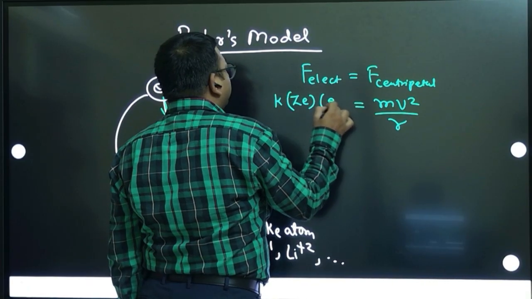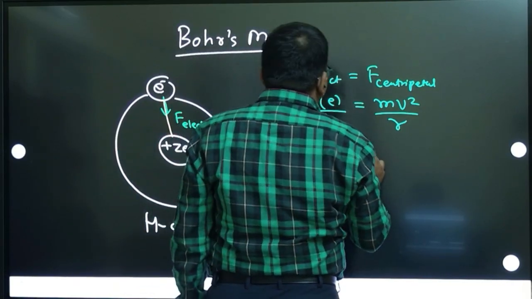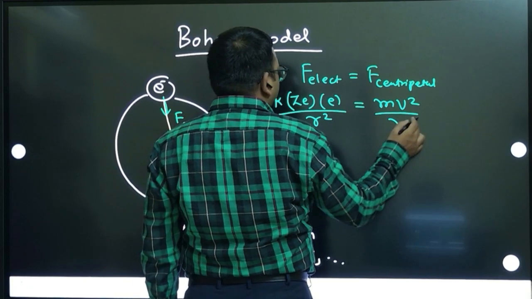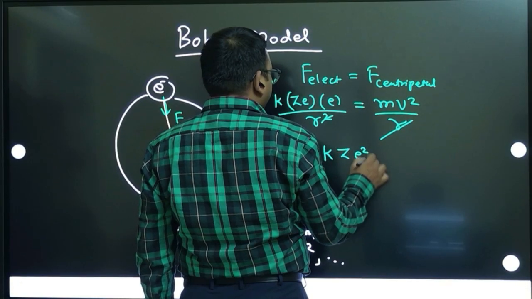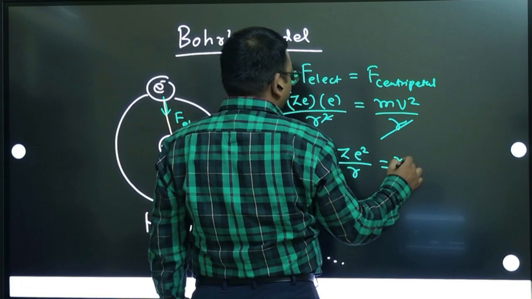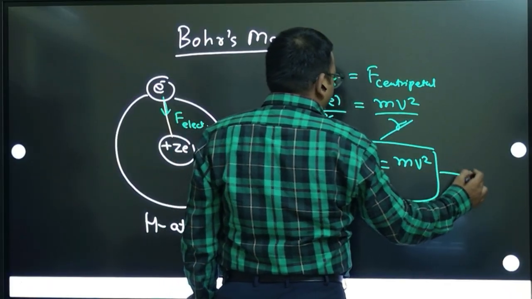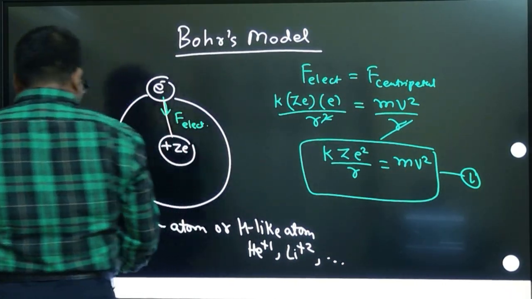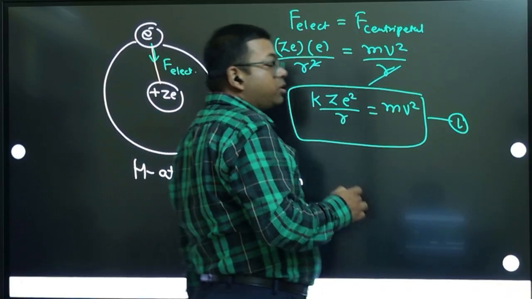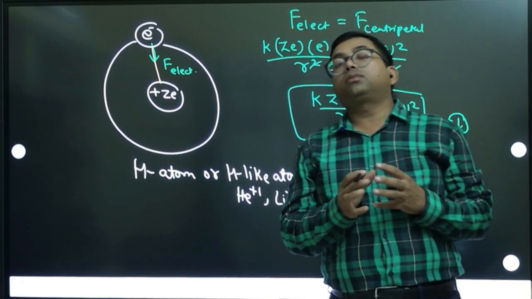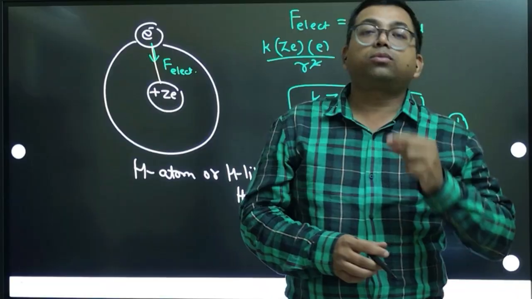We are writing here the magnitude, right, by R square. So from here we can cancel out one R. So K Z E square by R is equal to mv square. So this is one important equation which we also got in Rutherford model also. But now the second postulate, when we are applying the second postulate, which is the angular momentum, that is the main concept here in Bohr's model.